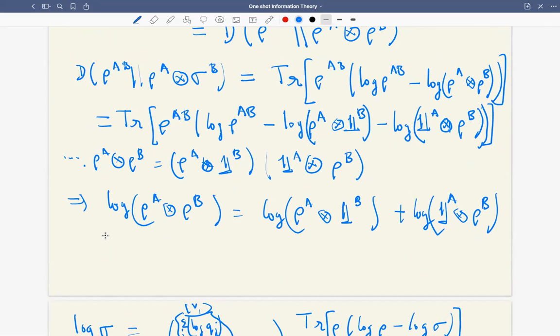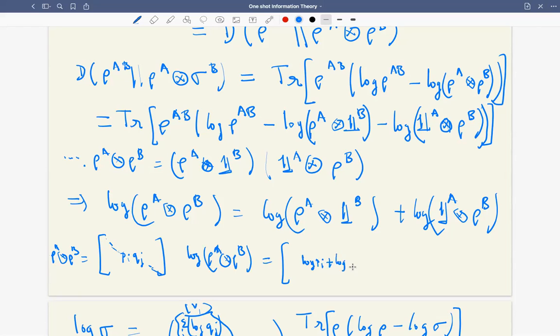So what is this? There's nothing mysterious about this. This is rho A and rho B, so the eigenvalues will be some p_i q_j. This is how the eigenvalues will look. Now if I take log, I get the same thing, but it becomes log p_i plus log q_j.